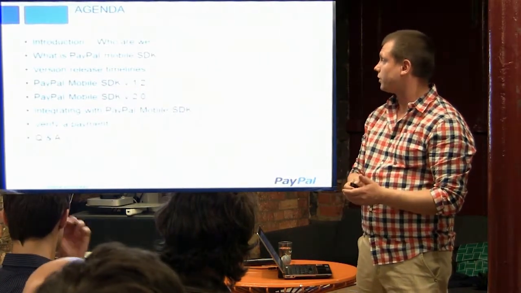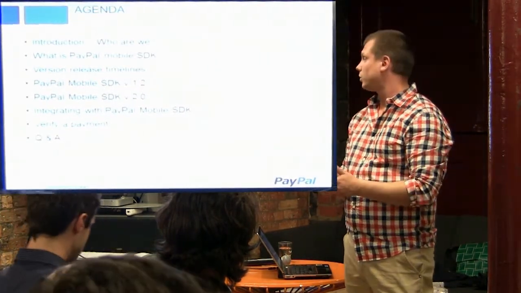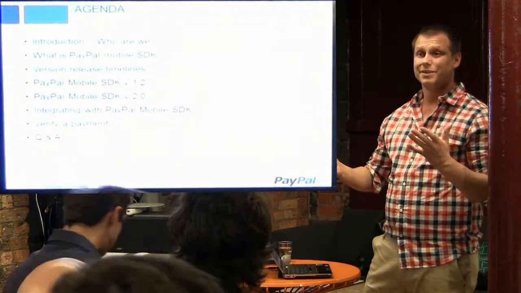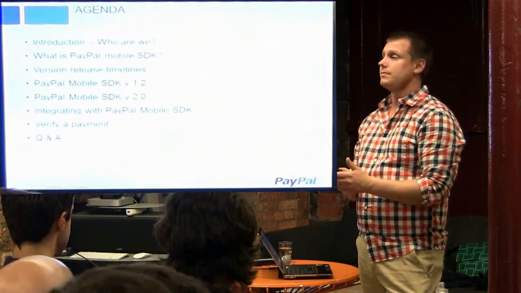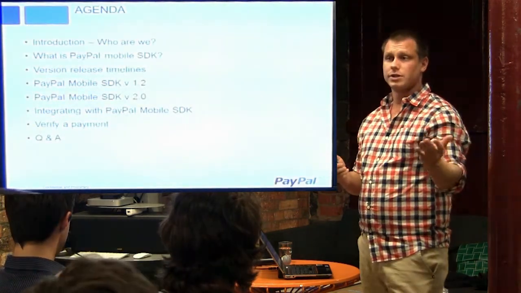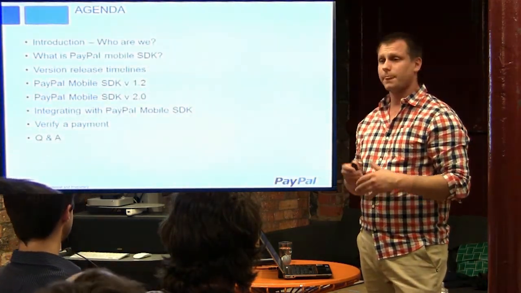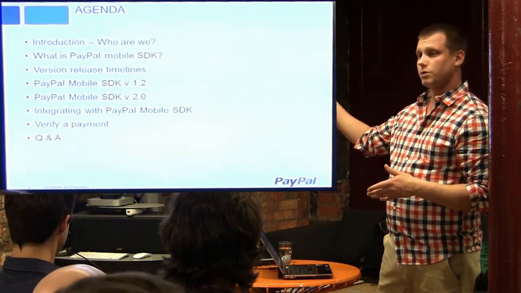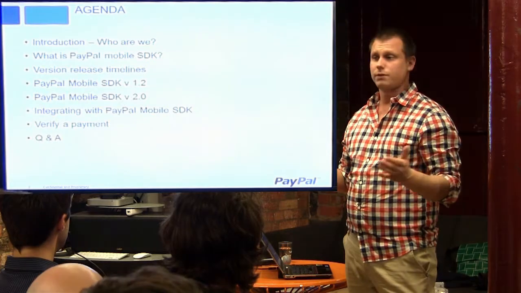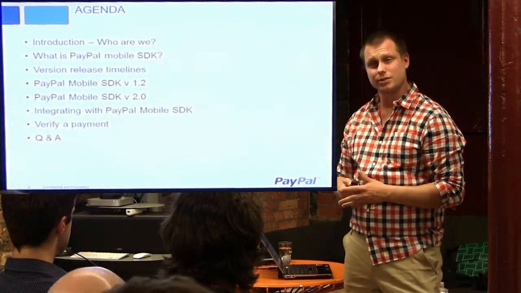So, we're going to go first who we are. Also discuss a bit what's a Mobile SDK. Secondly, we're going to talk about the different versions, when they're getting released, because we have released a version in America and one in Australia. And we're going to have a joint one coming up. PayPal Mobile SDK version 1.2, that's what we're currently up to. We will have 2.0 released quite soon.